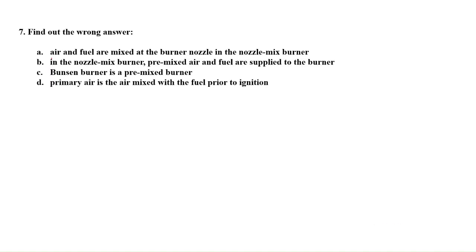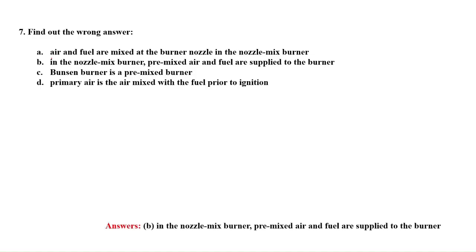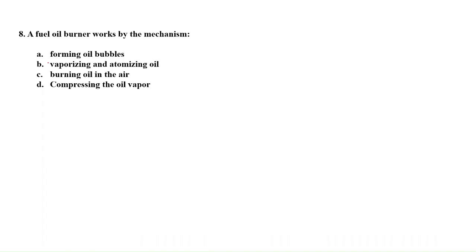Seventh question: find out the wrong answer. Air and fuel are mixed in the nozzle mix burner. This is correct. In the nozzle mix burner, pre-mixed air and fuel are supplied to the burner. This is wrong. Pre-mix is not introduced; it is mixed within the burner. Okay. A fuel oil burner works by the mechanism of vaporizing and atomizing oil.